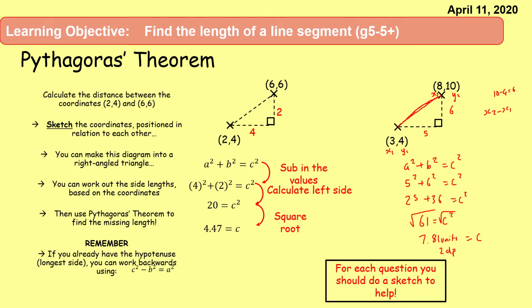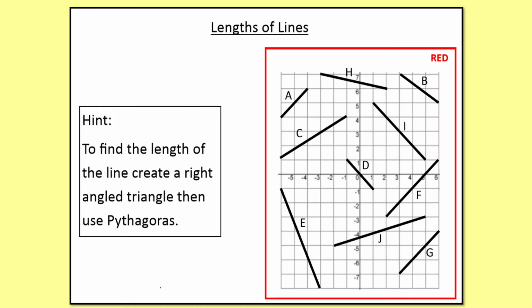Hopefully that's straightforward for you if you're very good at Pythagoras Theorem. Now remember, if you have the hypotenuse along the side, you can just work backwards using c squared minus b squared equals a squared. This is for when you're trying to find a shorter side, you can just minus the squares, but obviously it's c squared minus b squared because you can't square root a negative number.